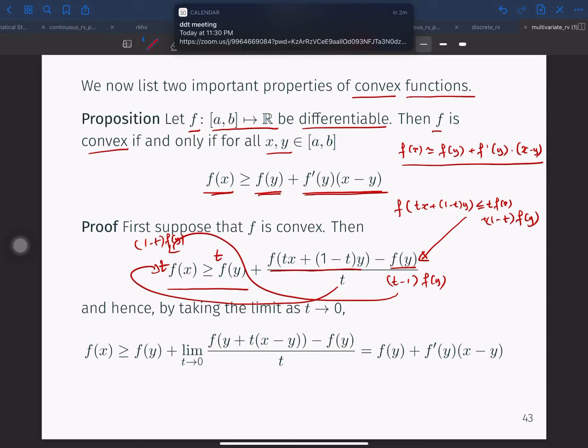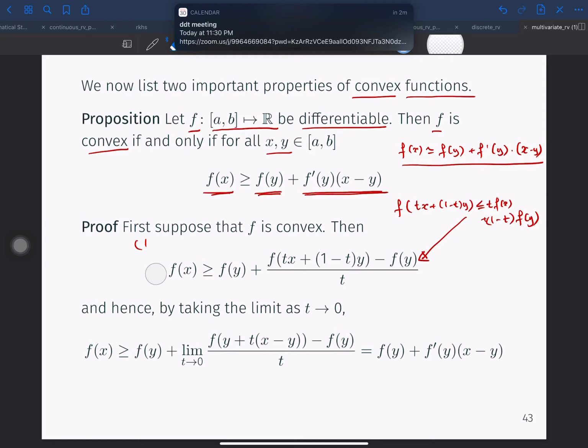And so if that is the case, that is, you have this inequality, then by taking the limit as t goes to 0, you have f(x) is bigger than f(y) plus the limit as t goes to 0. Because this condition is true for any t, you can actually take the limit. And so we will write this out as f(y + t(x - y)).